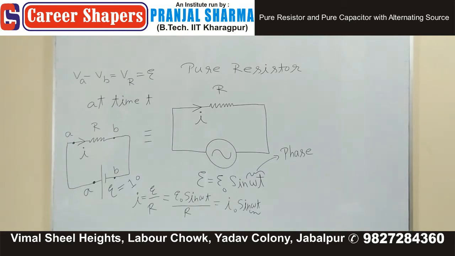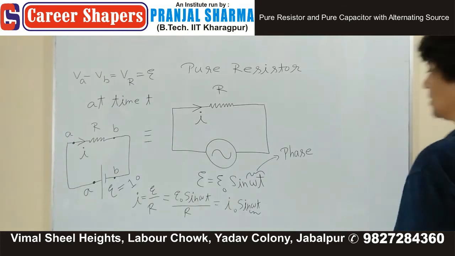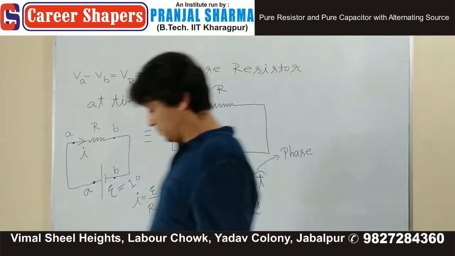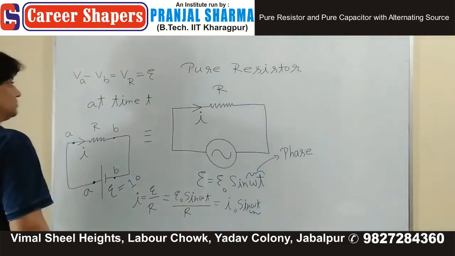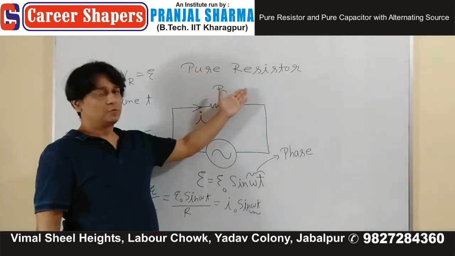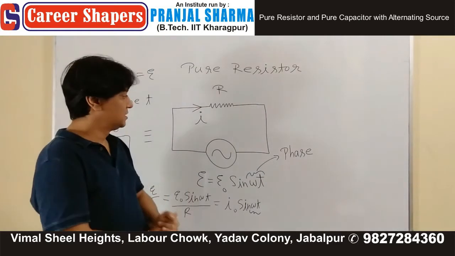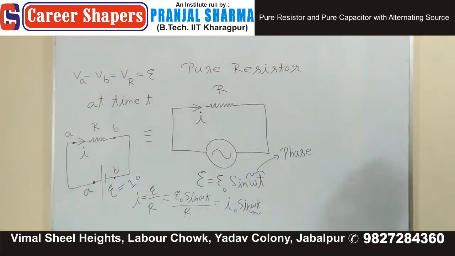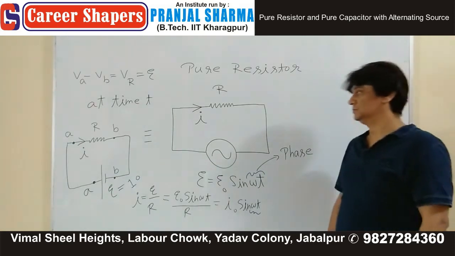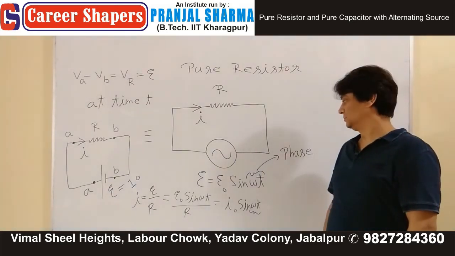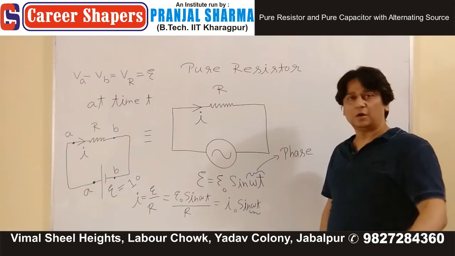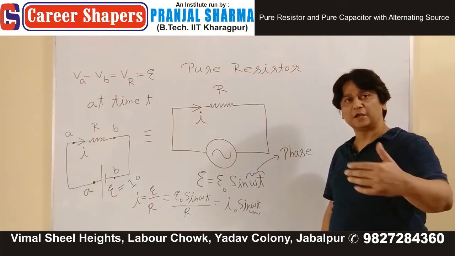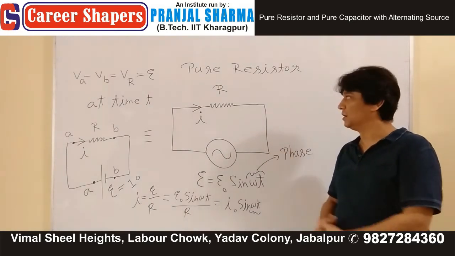So write down the statement. When a resistor is present in an alternating circuit, alternating circuit means where current and EMF are of alternating profile.